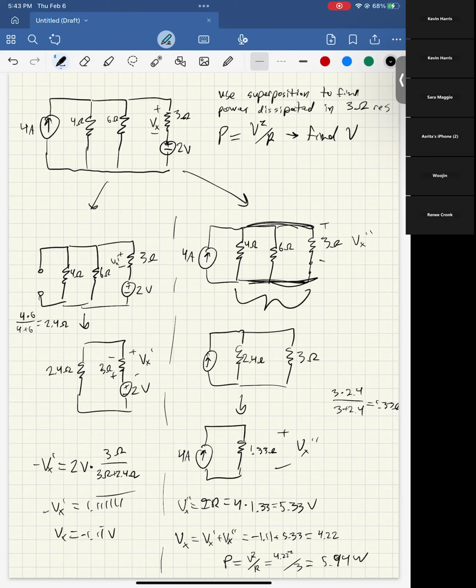What about dependent sources? I don't think you'll be given a dependent source question, but what you do is you just leave the dependent source in. You can't cancel the dependent source. You still only cancel the independent sources and then solve the circuit as you would normally, leaving the dependent source in. It still works the same, but the dependent source stays in while you cancel the other ones.